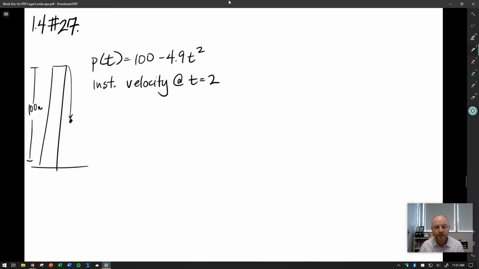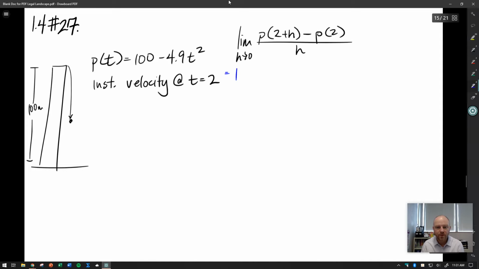So the way we're going to do this is with a limit, and it's going to be a limit as h goes to 0 of our function. So in this case, it's p. This is normally where we would plug in t plus h, but since our t is a 2, we can go 2 plus h minus p of 2, and this is all over h. Okay, so moving forward, we've got the limit as h goes to 0.